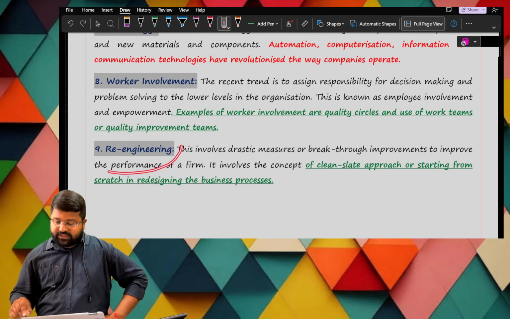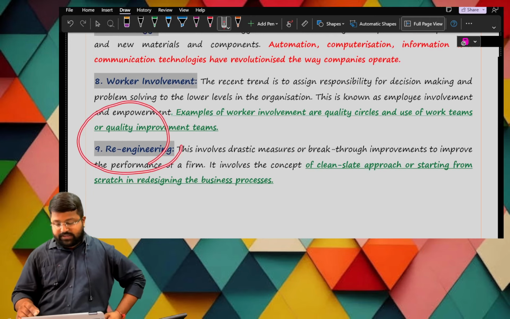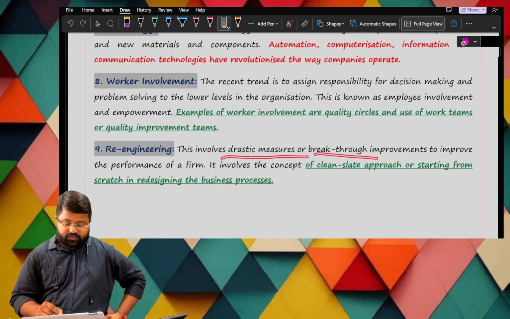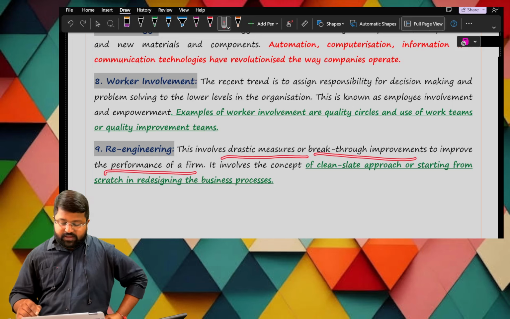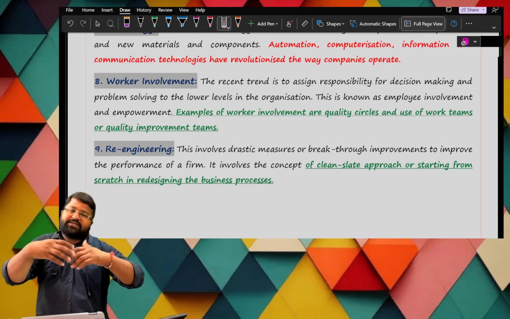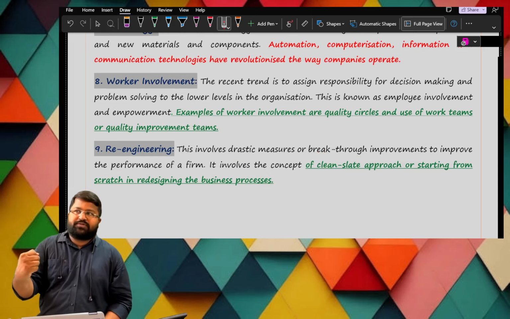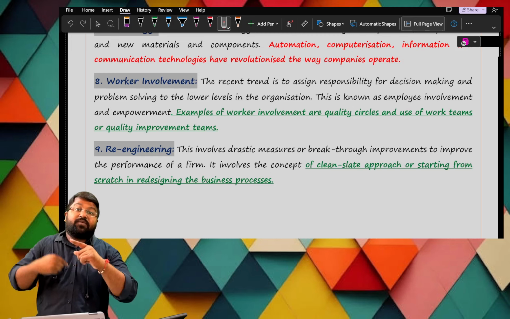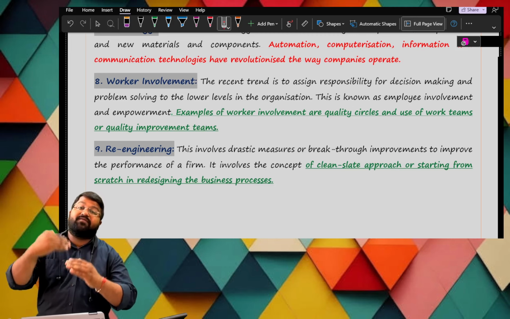Next, re-engineering. This involves drastic measures or breakthrough improvement in the performance of a firm, with a clean state approach, starting from scratch. So if I'm doing some business and I get some issues, then what do I have to do? I have to correct from the very beginning.